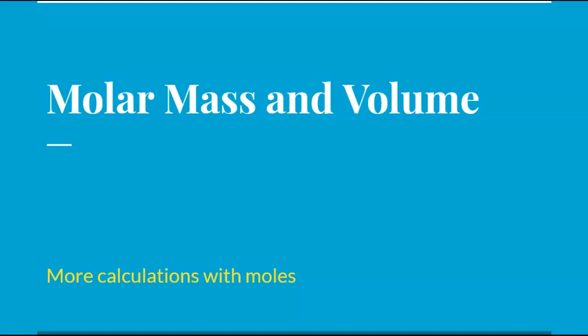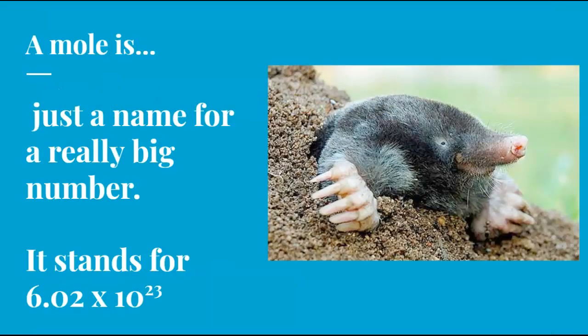This lecture is going to teach you about molar mass and molar volume and how to do calculations with them. So remember back, a mole is just 6.02 times 10 to the 23rd. Keeping that in mind, in chemistry, when we're talking about mixing together chemicals, we're usually not going to be counting them in individual particles. We're going to be counting them in moles.